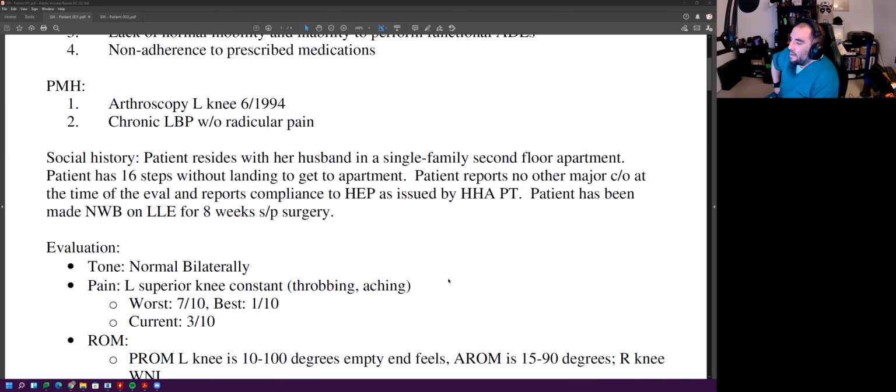All right, so looking at her social history, anything that brings up any red flags for you? Steps. Good, steps. Also the non-weight bearing, I think, is an issue. Yeah, right. Especially going up 16 steps. That's not going to be fun, right? Good news is it says that she has a husband. So we know that she has what at home? Hopefully help. Yeah, caregiver help, right? She has some help at home.